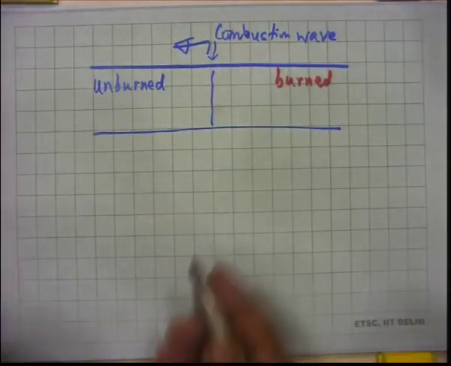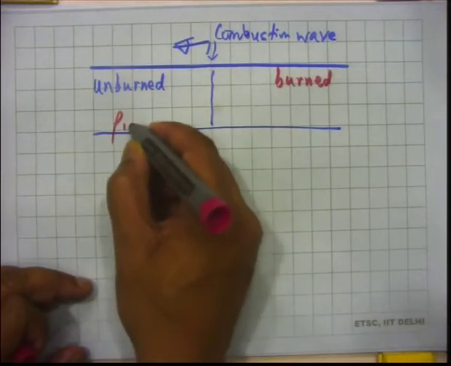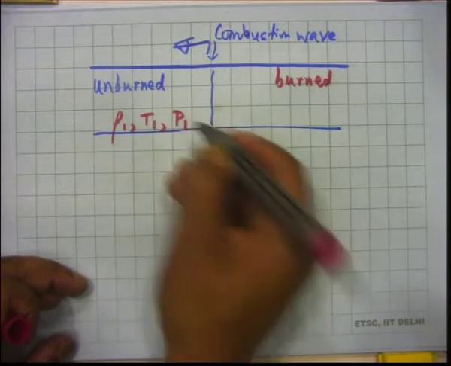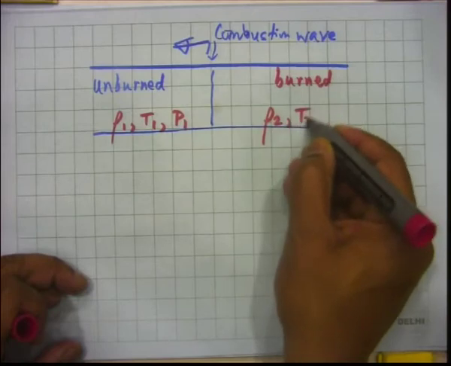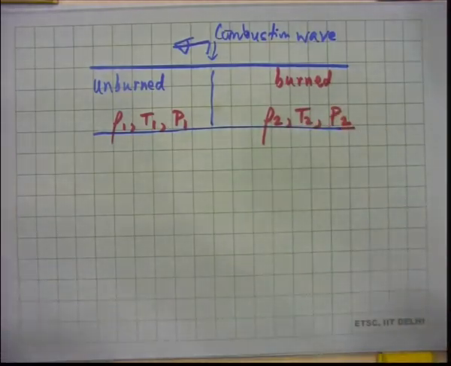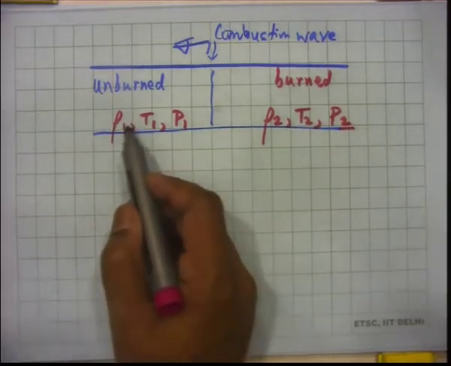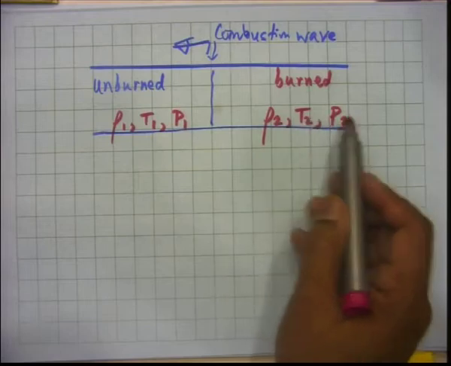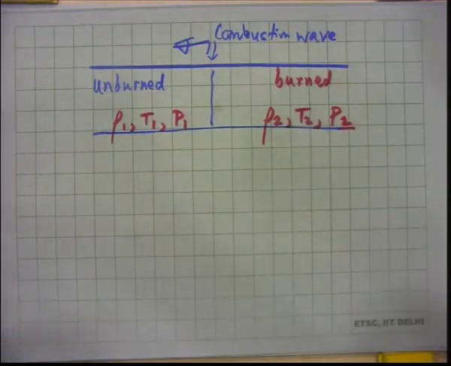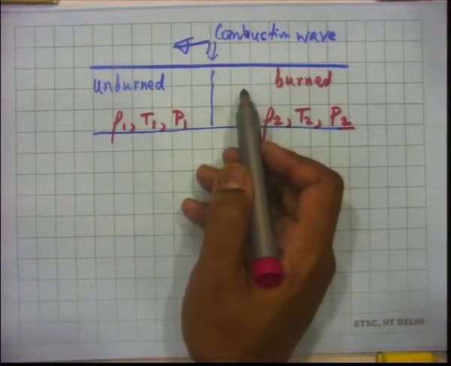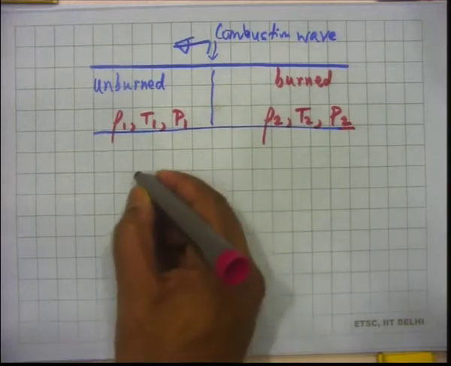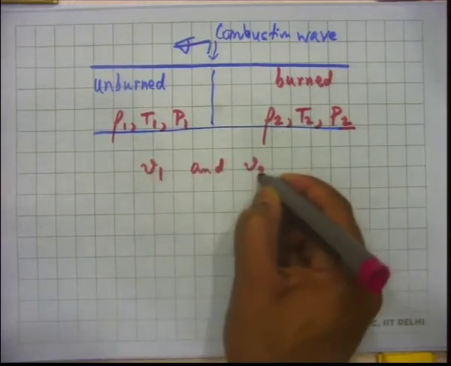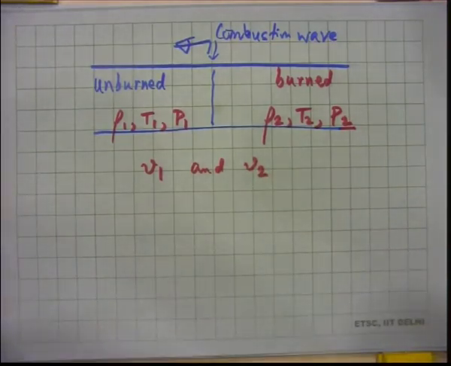and the conditions here are like rho 1, T1, P1, and the conditions on this side are rho 2, T2, P2. Now, what are these? This is density of the unburnt mixture, this is temperature of the unburnt mixture, this is pressure of the unburnt mixture. Similarly, for the burnt, rho 2, T2 and P2. Now, the unburnt mixture and the burnt mixture will have some velocities. So, we can call those velocities V1 and V2. V1 for the unburnt side, V2 for the burnt side. So, subscript 1 identifies the unburnt side, subscript 2 identifies the burnt side.